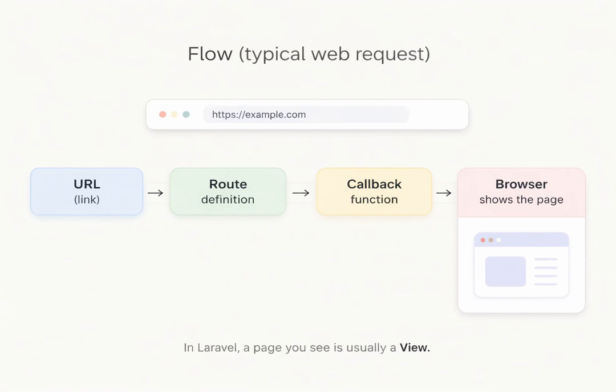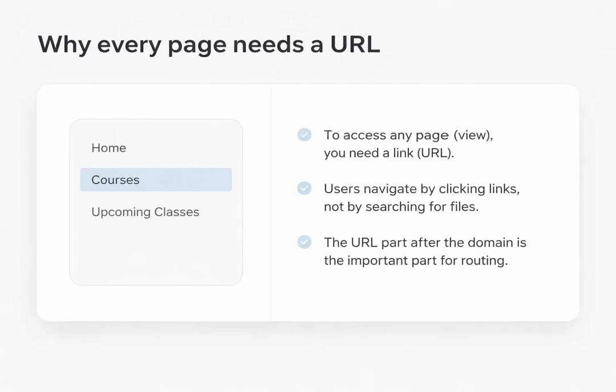Picking up from the flow, a user starts with a URL. That URL is matched by a route. The route runs a function, often a callback, and that function returns a view. The browser doesn't magically find a file by itself. It needs that route mapping, so Laravel knows what code to run and which view to render. The key idea is that any page you want to show, meaning any view, must be reachable through a URL. In real websites, people don't type file names. They click Home, Courses, Upcoming Classes.